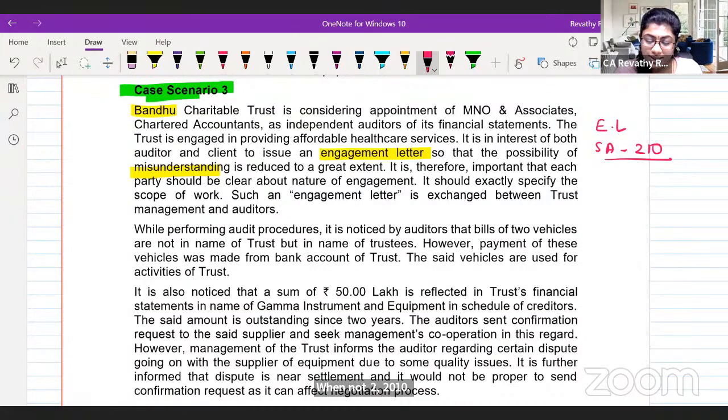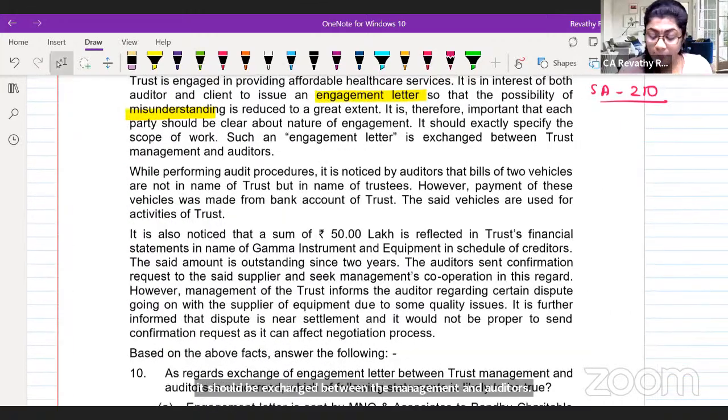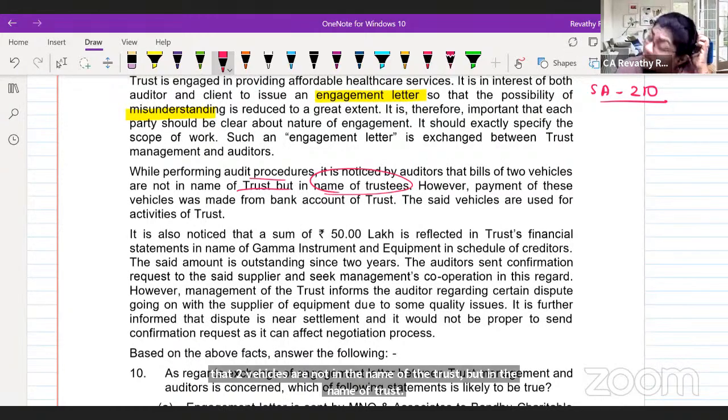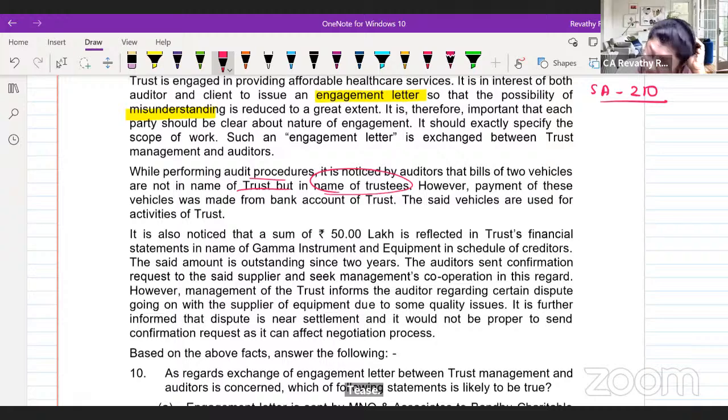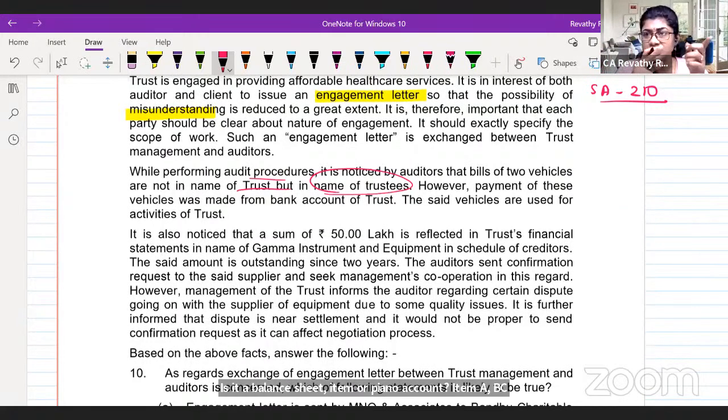It is therefore important that each party should be clear about the nature of the engagement. It should specifically say about the scope and it should be exchanged between the management and auditors. That's a simple para. While performing the audit procedures, it was noticed that two vehicles are not in the name of the trust but in the name of trustees. Is a vehicle a balance sheet item or a P&L account item? A, B, C or D? Asset, so balance sheet. AB means account balance, C is class of transaction, D is disclosure. Account balance.